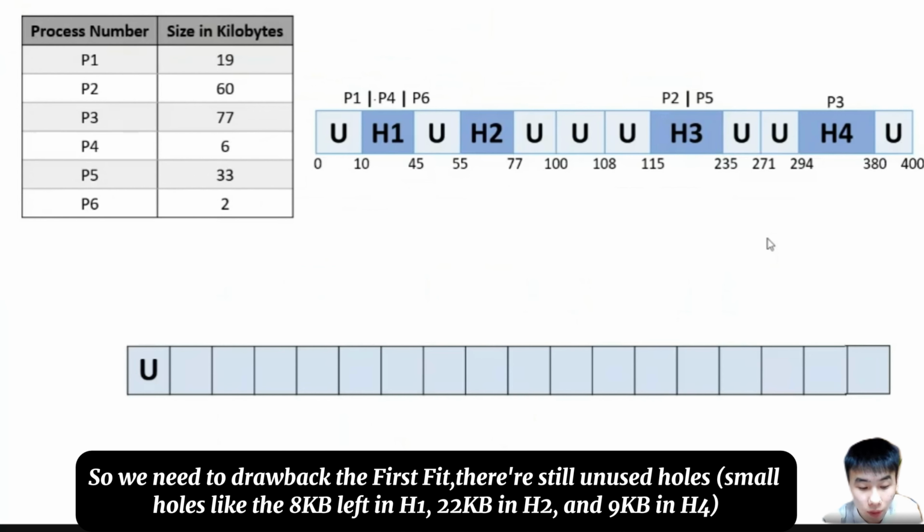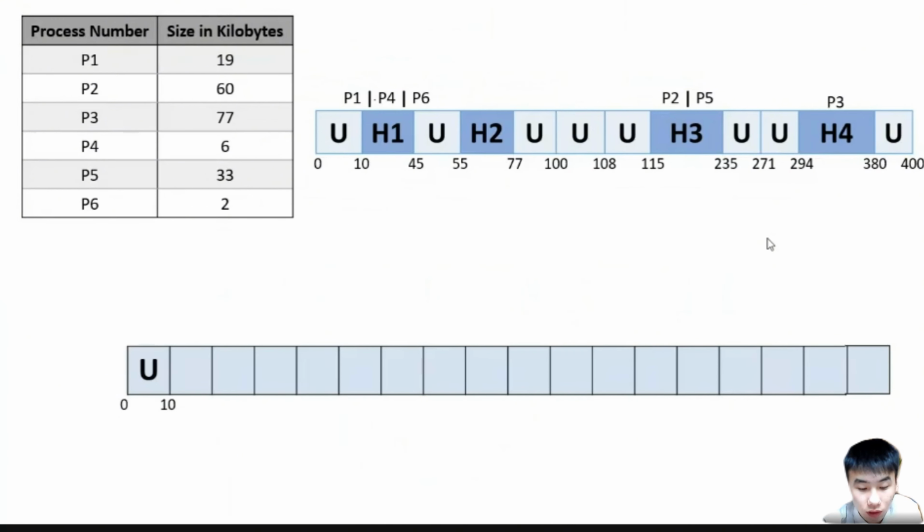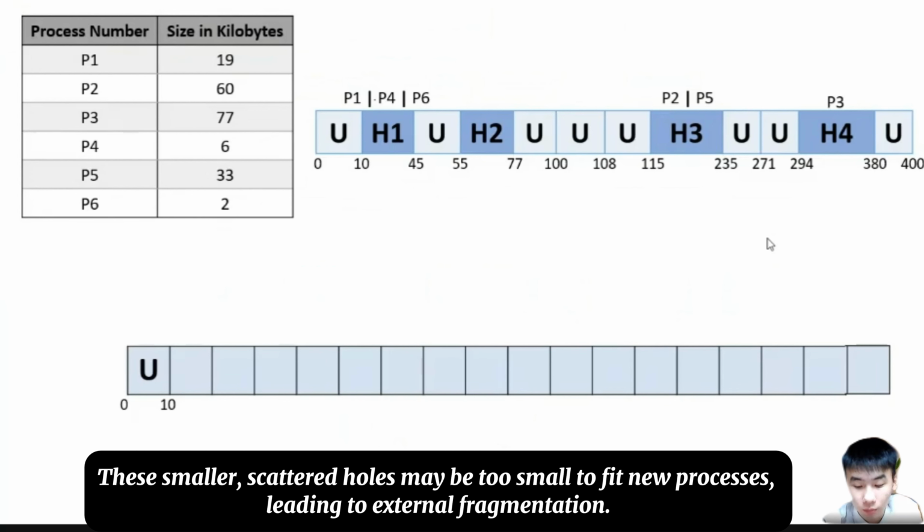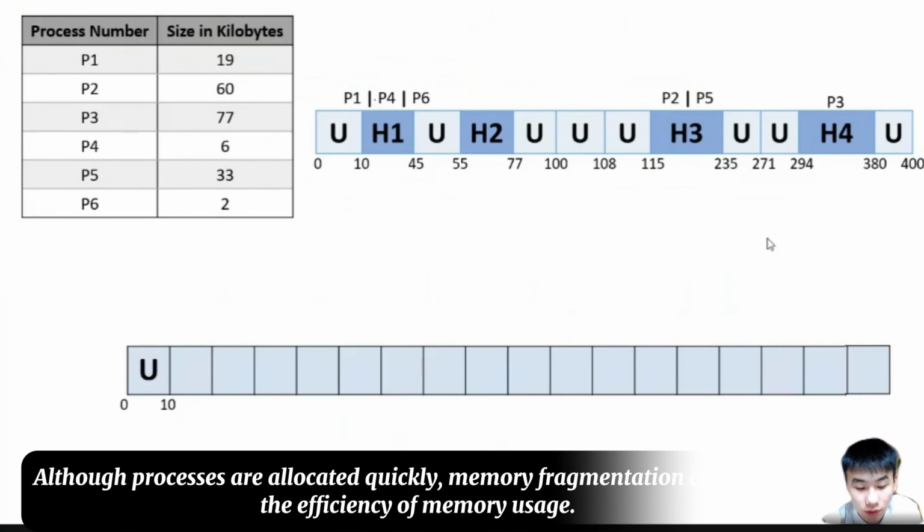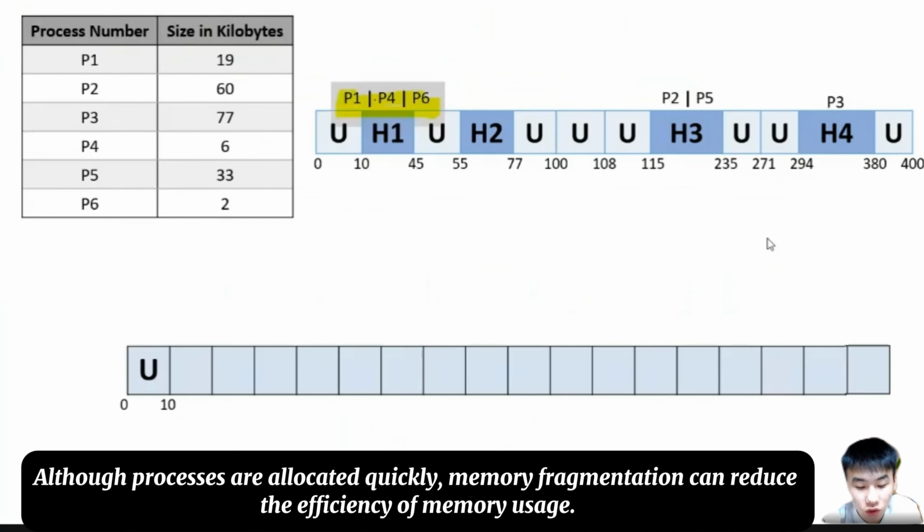So we need to draw back of the first bit. There are still unused holes, small holes: 2 kilobytes left in H1, 8 kilobytes left in H1, 22 kilobytes in H2, and 9 kilobytes in H4. These smaller scattered holes may be too small to fit the new process, leading to external fragmentation. So although processes are allocated quickly, memory fragmentation can reduce the efficiency of memory usage.